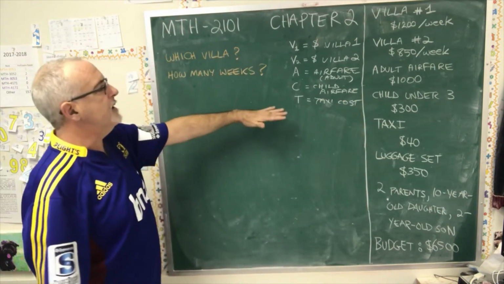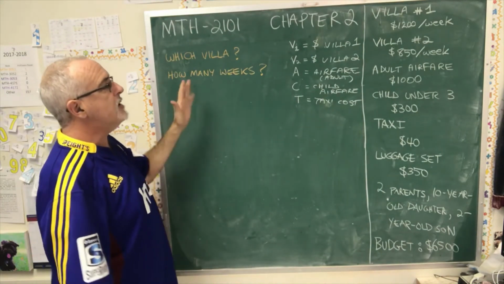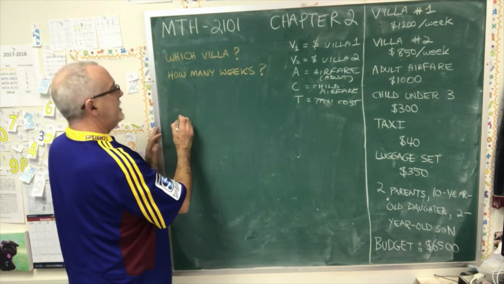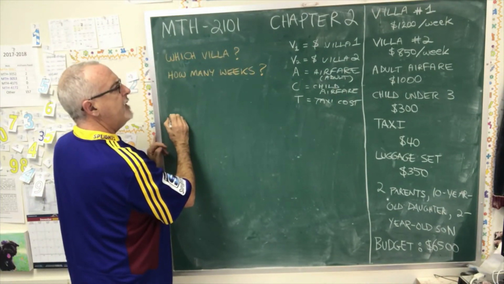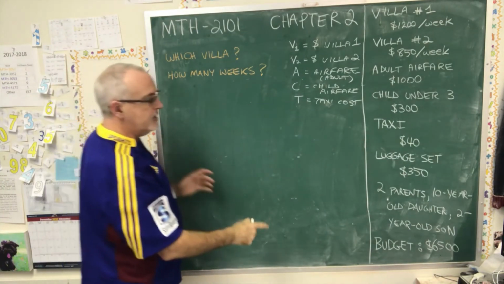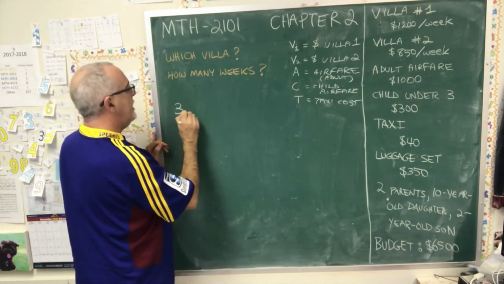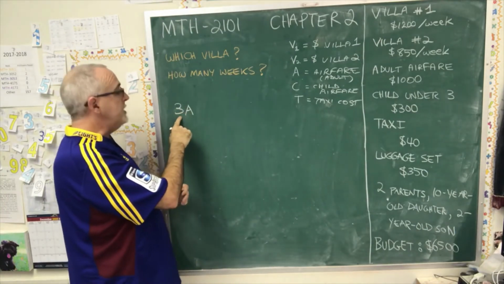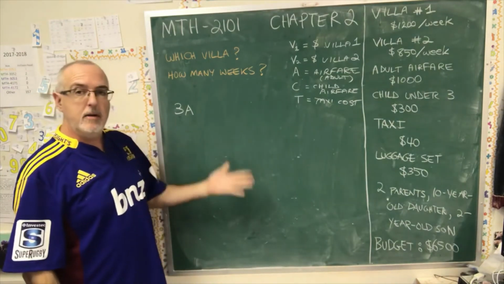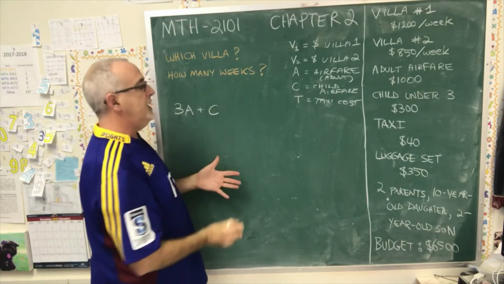So now we can build our expression, but we have to use some numerical coefficients. We're going to start by calculating 2 weeks in the more expensive villa. I'm going to start with the airfare. There are 3 adult airfares because the 10-year-old pays the adult airfare. So we're going to write 3A. We're using a numerical coefficient and placing it to the left of our variable for airfare because we have to pay that airfare 3 times. Plus, we're only paying the child airfare once, so we just write plus C.